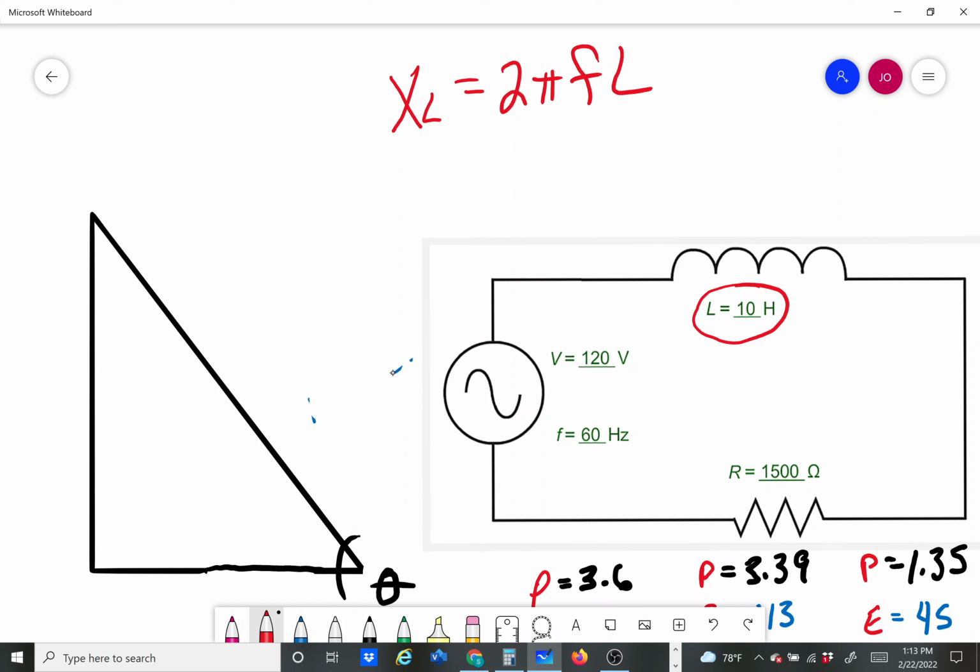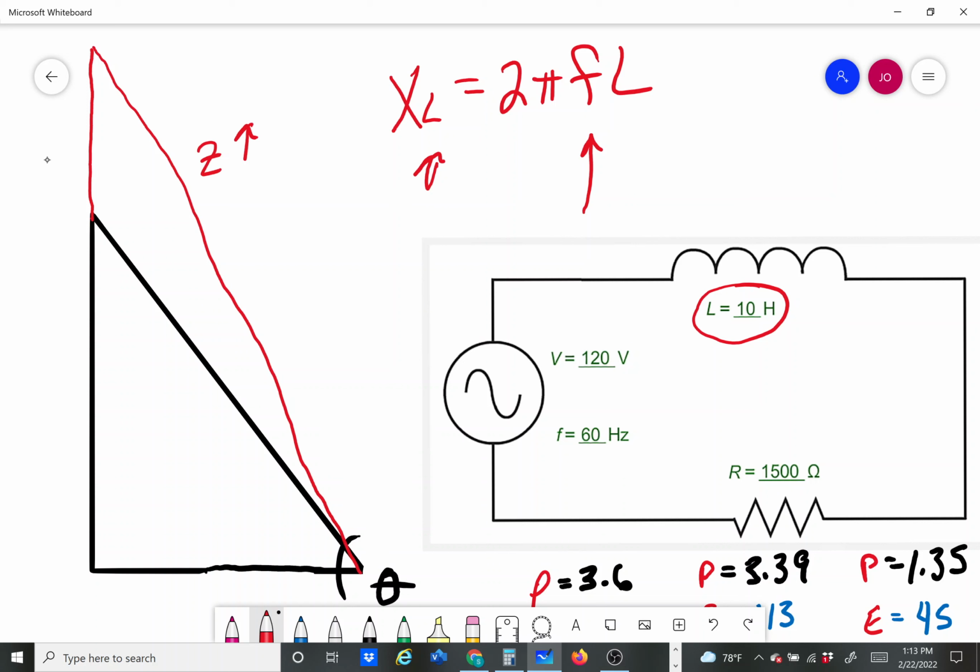With XL equals 2 pi FL, we said when we were talking about inductance that if frequency went up, XL went up. So if XL goes up, what did that do to my line for impedance? It made my impedance go up also, right? So XL went up, impedance went up, and that means that my current flow, because if Z goes up, my opposition to current flow goes up, we know that our current flow goes down, right?